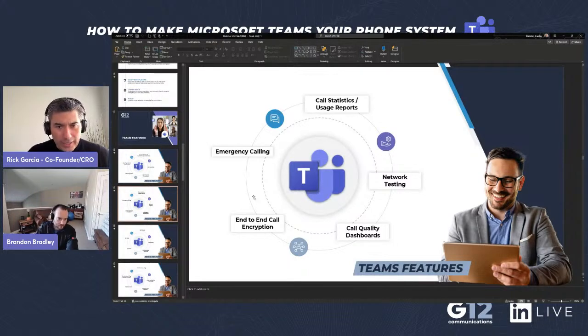Then there are the call quality dashboards and call statistic reports that you get out of Microsoft Teams out of the box. The call quality dashboards are really cool because you can see the MOS scores, latency, and different components of the calls, and see which calls are being delivered properly, just in case anyone says they didn't have a quality call.